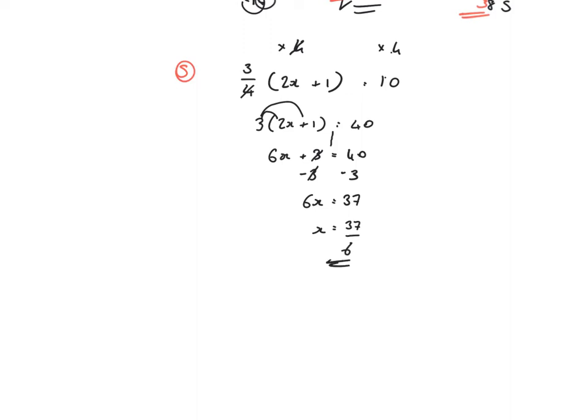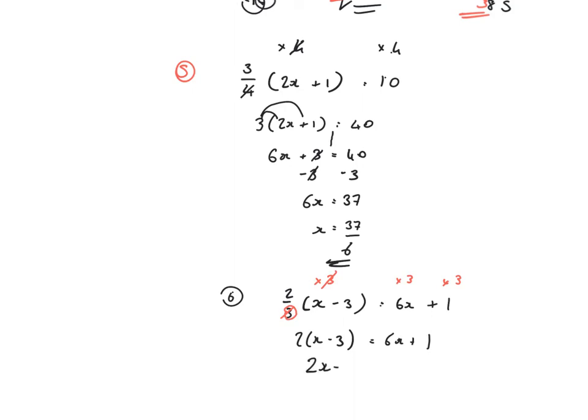Let's try one final example. Example 6. Let's go for 2/3 bracket x minus 3 is equal to 6x plus 1. Okay, get rid of the divide by 3 by timesing everything by 3. Divide by 3 times by 3 cancels out, leaves me with 2 bracket x minus 3. That's equal to 6x plus 1. Now open that up. 2x minus 6 equals 6x plus 1.